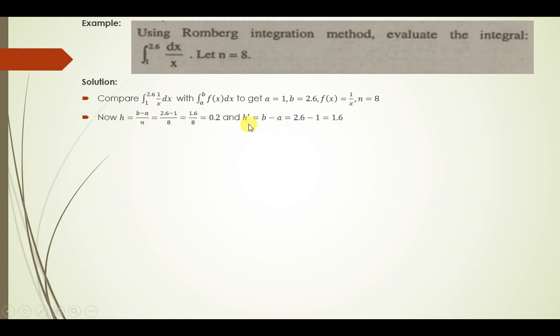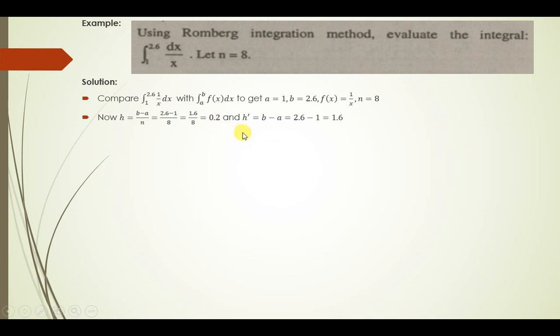Secondly, we need to calculate the value of h, the step size, by b minus a divided by n. B minus a, this b, 2.6, minus this a, which is 1, divided by n. N is equal to 8. So whenever you calculate this fraction, you will get 0.2. So h is equal to 0.2.